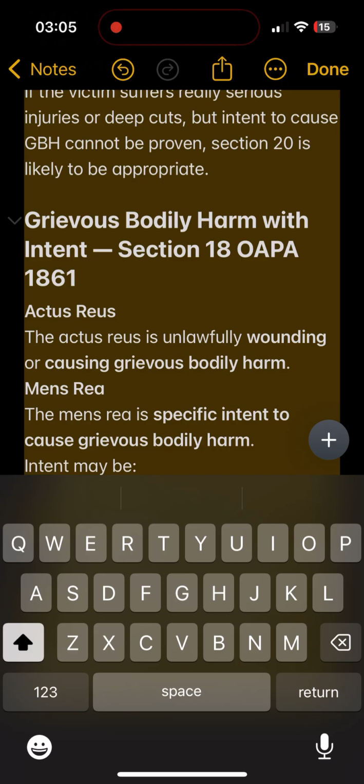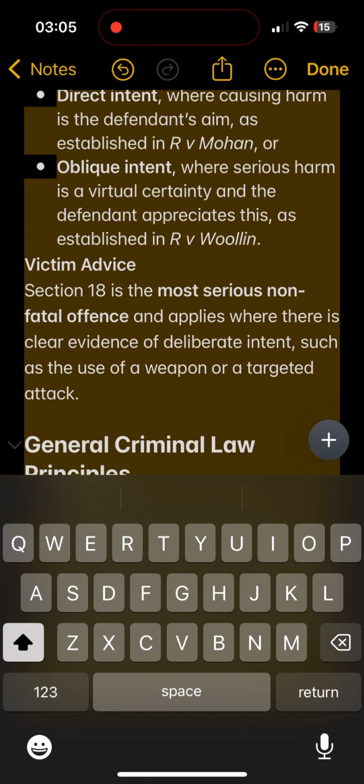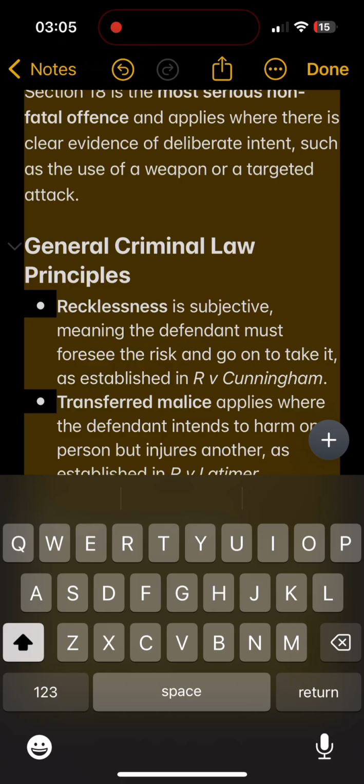Grievous bodily harm with intent, Section 18 OPA 1861. Actus reus: the actus reus is unlawfully wounding or causing grievous bodily harm. Mens rea: the mens rea is specific intent to cause grievous bodily harm. Intent may be direct intent, where causing harm is the defendant's aim, as established in R v. Mohan, or oblique intent, where serious harm is a virtual certainty and the defendant appreciates this, as established in R v. Woollin. Section 18 is the most serious non-fatal offense and applies where there is clear evidence of deliberate intent, such as the use of a weapon or a targeted attack.